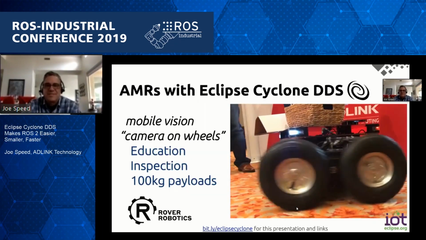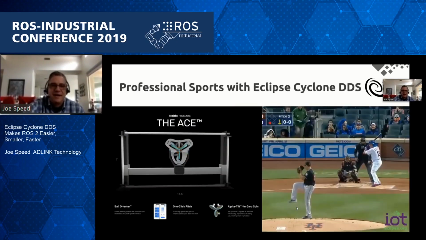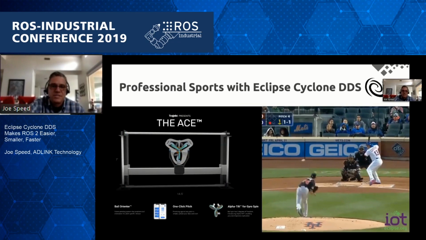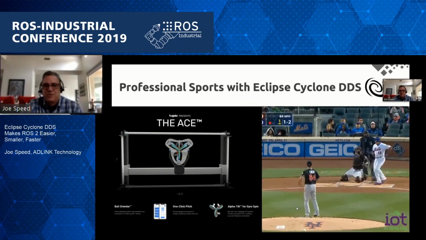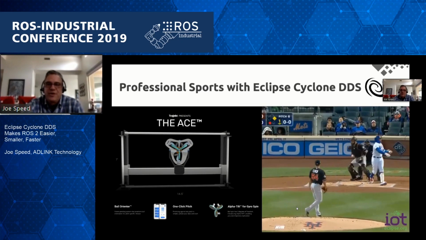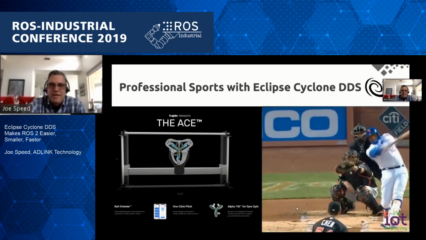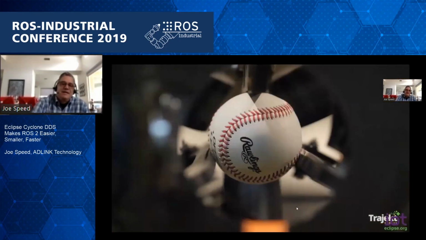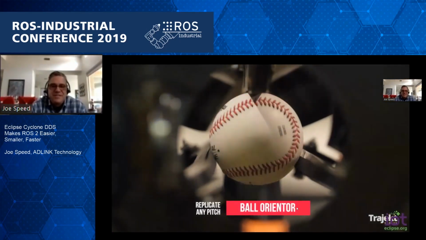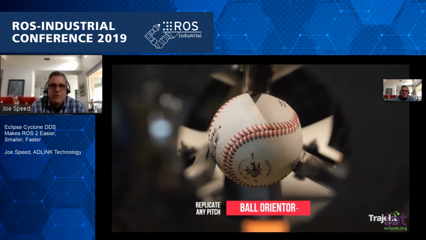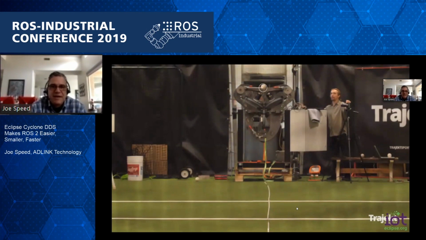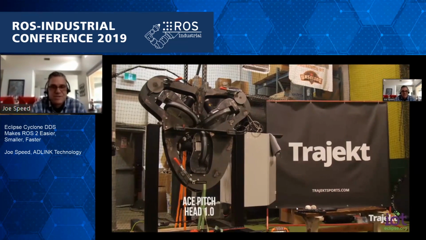They're using Eclipse Cyclone DDS in that, and someone else using it is a company developing robots for training professional athletes, like $30 million baseball players, called the ACE. It's using Eclipse Cyclone for the vision, the model integration, and all of the stepper motors, stabilizers, all of the things.